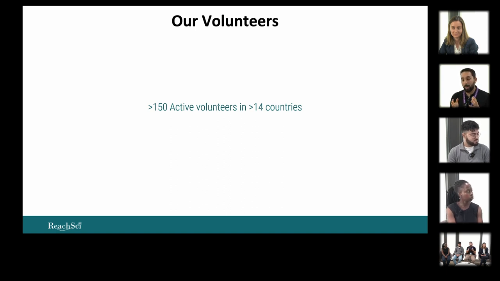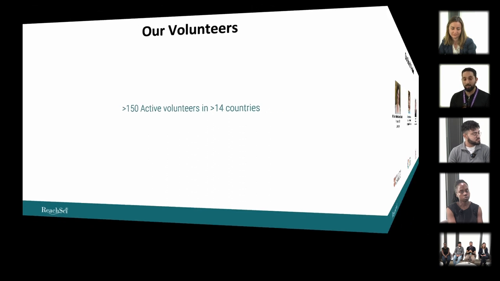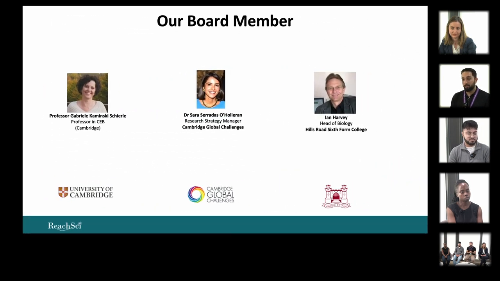And how do we do this? We combine expertise from top universities. So we have Cambridge, we have Harvard, and we added Stanford lately. We're trying to bring all this research expertise together to come up with really high quality research. The society has grown a lot. Now we have more than 150 volunteers in 14 countries, and we're also starting to make new hubs and branches around the world as well. These are our board members.